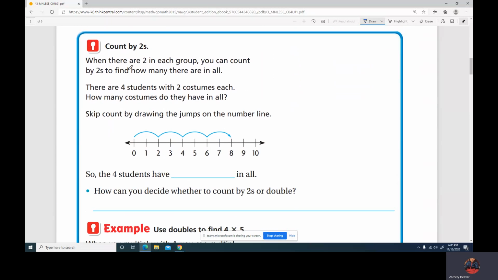When there are 2 in each group, you can count by 2s to find how many there are in all. And that's what we've been doing, skip counting 2s. So there are 4 students with 2 costumes each. How many costumes do they have in all? So we can skip count 2 4 times. Notice how there's 4 jumps. So it's 2, which is 1 jump, 4, 6, 8. So 4 students have 8 in all.